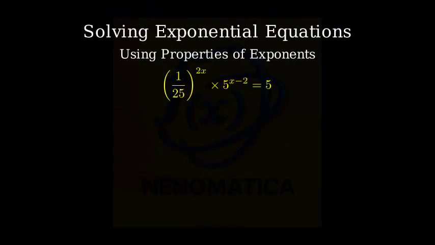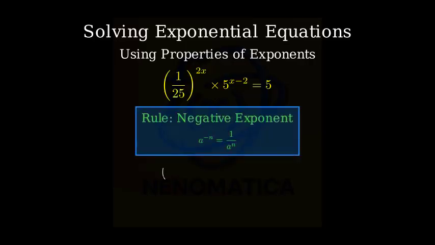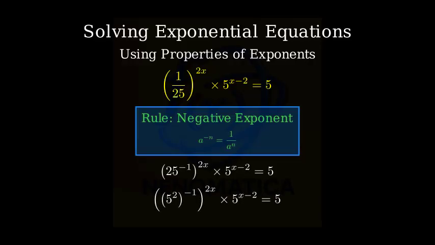The fraction 1 over 25 raised to the power of 2x times 5 raised to the power of x minus 2 equals 5. Let's start by rewriting 1 over 25 as 25 raised to the power -1. This is using the negative exponent rule, where a raised to negative n equals 1 over a raised to n. Next, let's express 25 as 5 squared, since 25 equals 5 times 5.